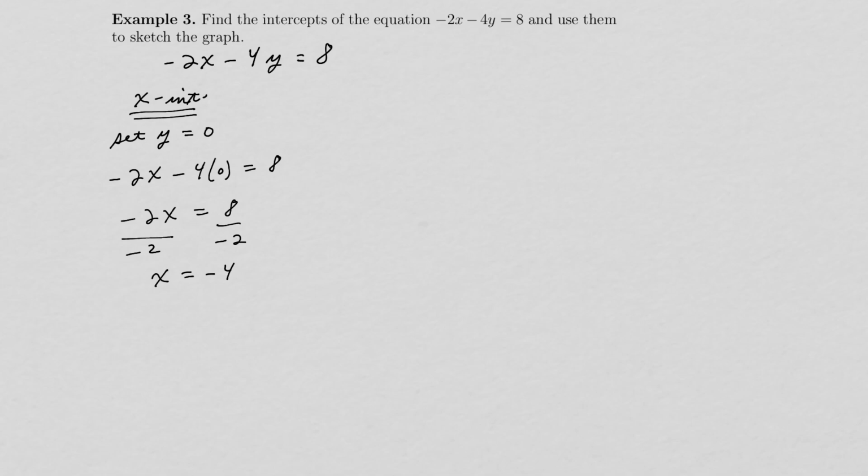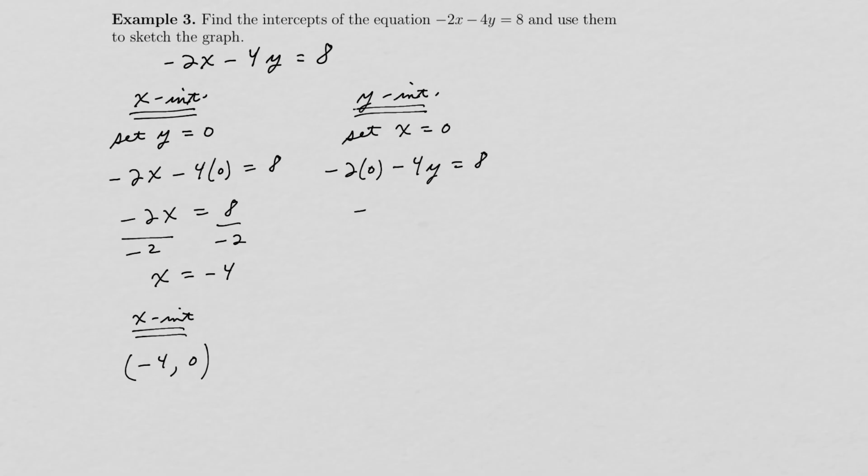Therefore, my x-intercept is going to be negative 4, comma 0. Right? My x value is negative 4, and we set our y equals 0, right? We started with y equals 0. Okay, let me do the same thing for the y-intercept. So for the y-intercept, I set x equal to 0. So where I have an x, I'm going to plug in 0, and I solve for y.